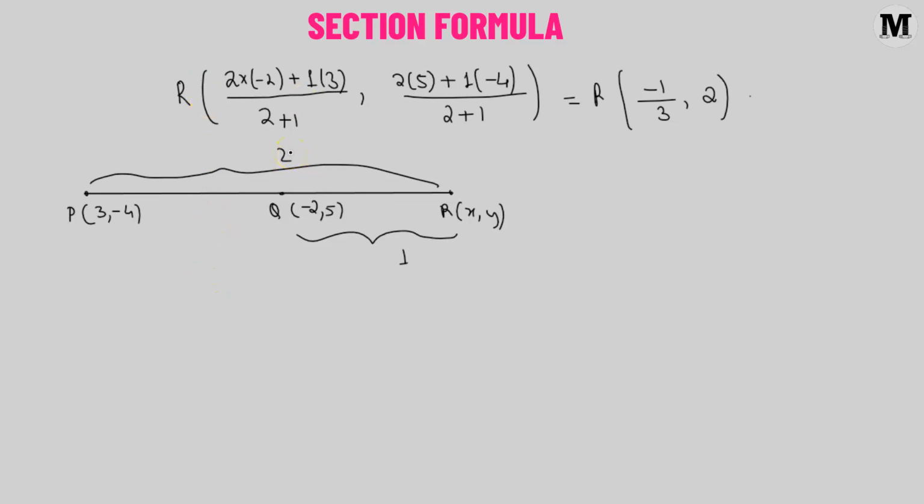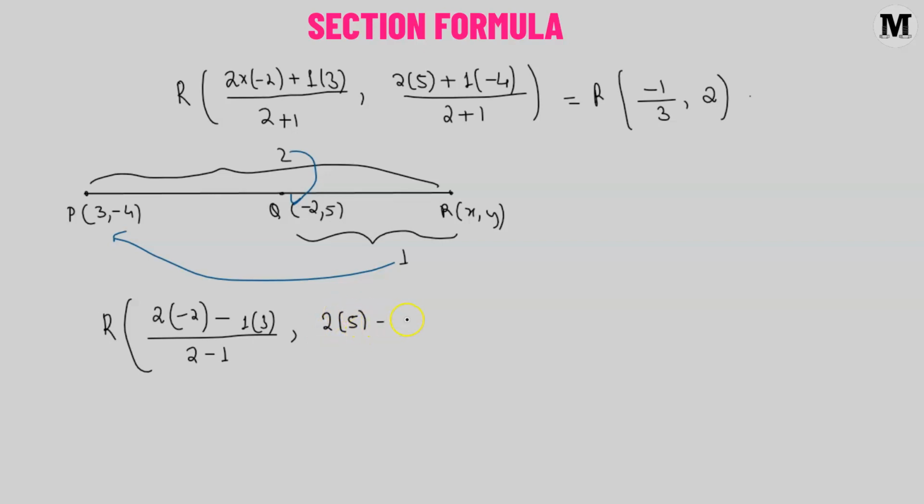That's quite similar. We take 2 and multiply with Q, and we take 1 and multiply with P. So let's find the coordinates of point R. We'll have 2 times the x coordinate of Q, that's -2, but this time we subtract 1 times the x coordinate of P, that's 3, divided by the difference of the ratio, 2 minus 1. Then the y coordinate is 2 times 5 minus 1 times -4, divided by 2 minus 1. Let's simplify the values.